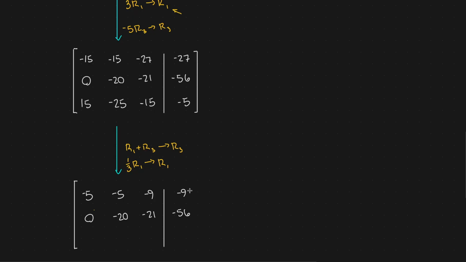Okay, so I'm just going to add them together. Row 1 plus row 3, I get 0, negative 40, negative 27, and negative 15 is negative 42. Negative 27 and negative 5 is negative 32.